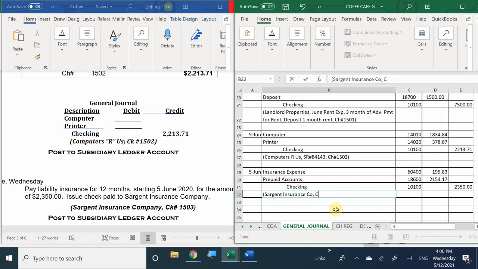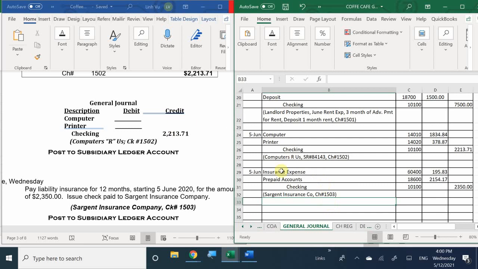And of course, I'm going to indicate what check number I wrote, because that's how I keep track of this transaction. I'm validating that this transaction went through because I paid using a check number. Check number 1503.